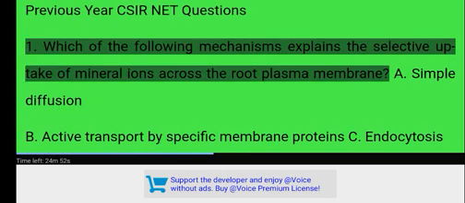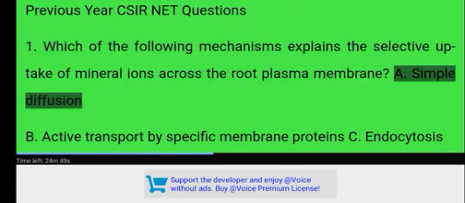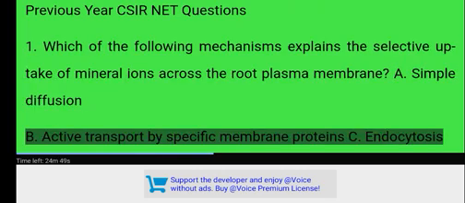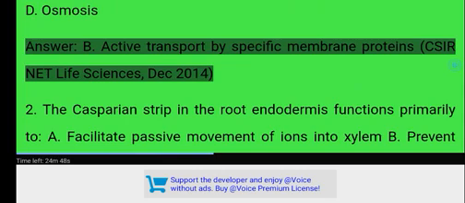1. Which of the following mechanisms explains the selective uptake of mineral ions across the root plasma membrane? A. Simple diffusion. B. Active transport by specific membrane proteins. C. Endocytosis. D. Osmosis. Answer: B. Active transport by specific membrane proteins. CSIR NET Life Sciences, December 2014.